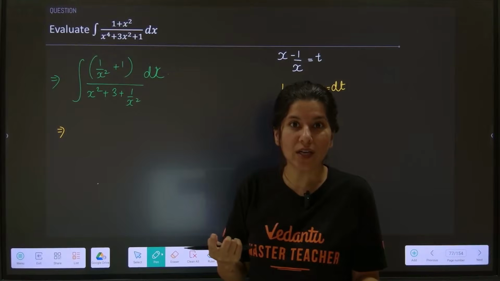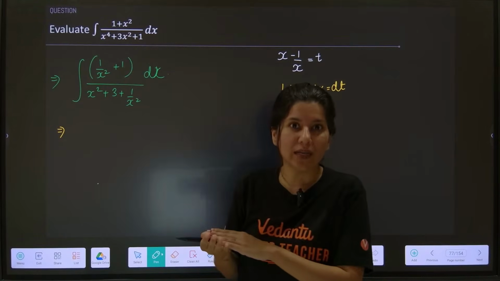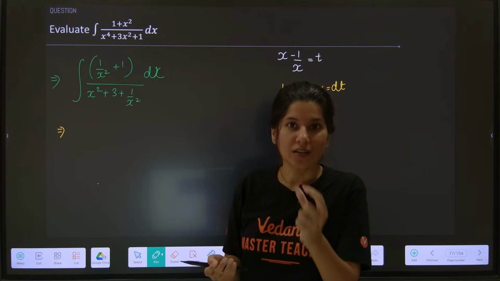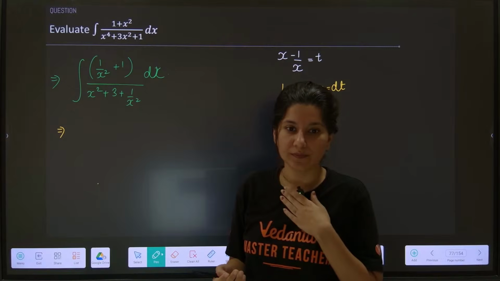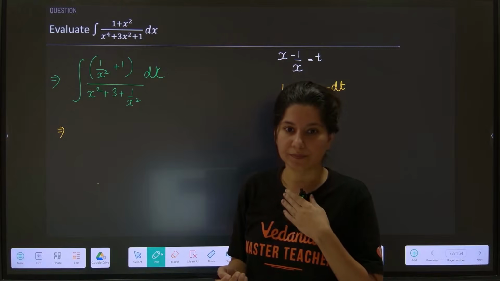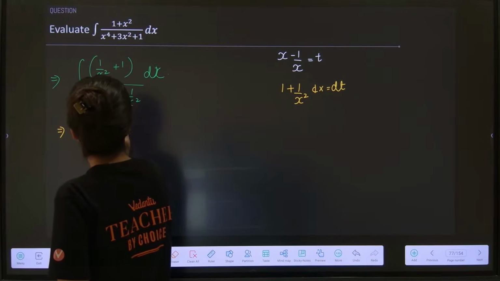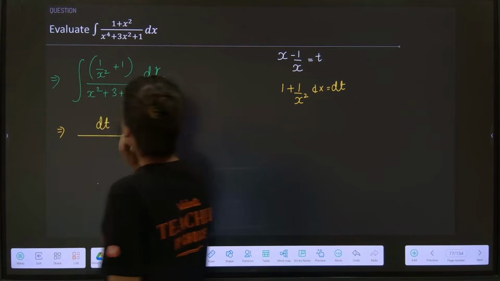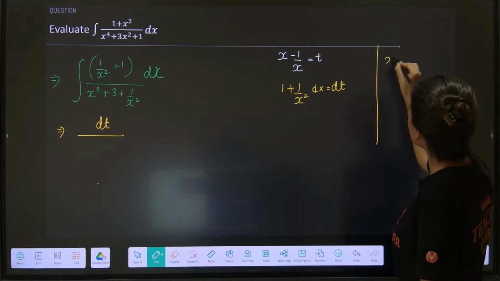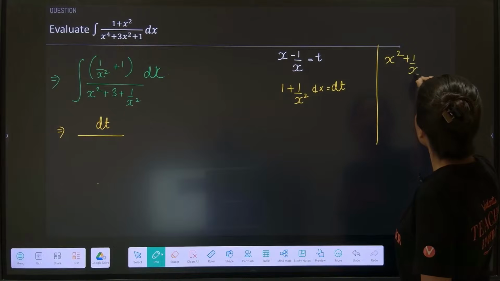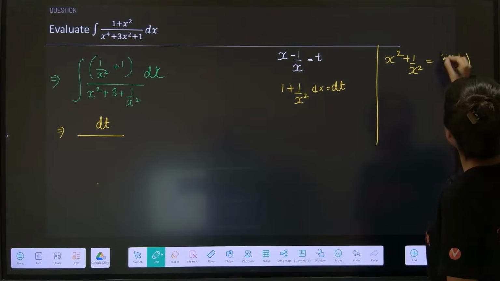Substitution is based on, eventually we need to vanish the numerator or vanish the thing which is in product with dx. Okay. So this is dt. Now what about x square plus 1 by x square, ma'am? So x square plus 1 by x square is actually x plus 1 by x whole square.